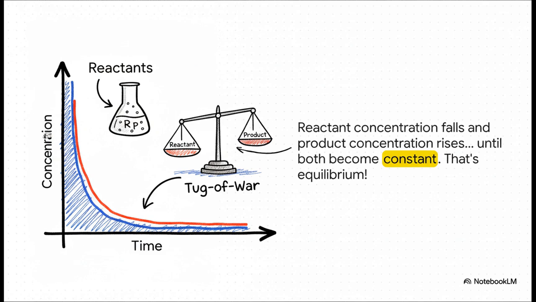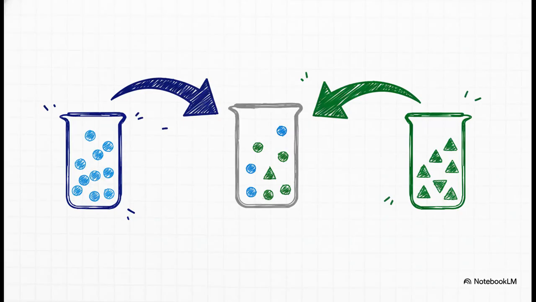But then, see this part where the lines become flat? That's it. That's the moment their concentrations stop changing. That's equilibrium. The tug-of-war is a perfect tie. And here is a mind-blowing fact. A favorite for exam questions, by the way. It doesn't matter which side you start the reaction from. You can start with a flask full of only reactants, or, get this, a flask full of only products. As long as the conditions are the same, you will end up with the exact same balanced mixture.